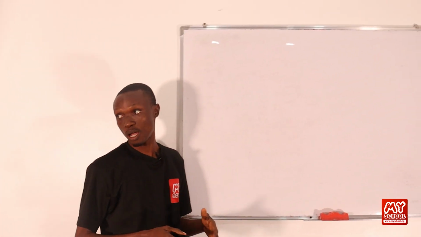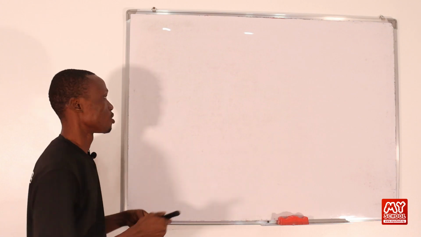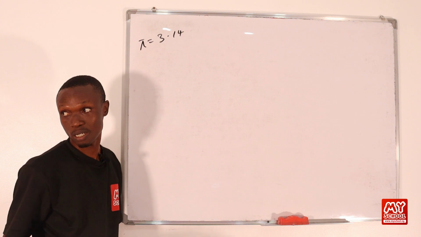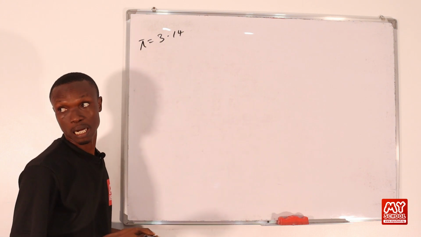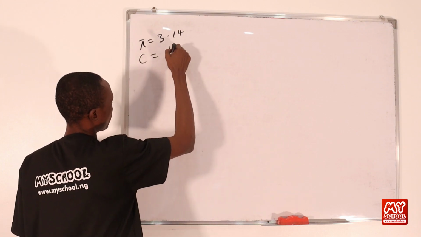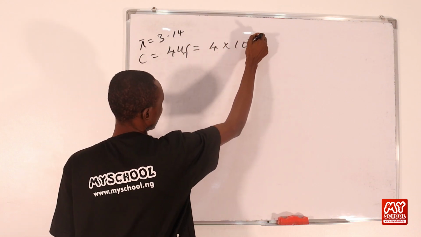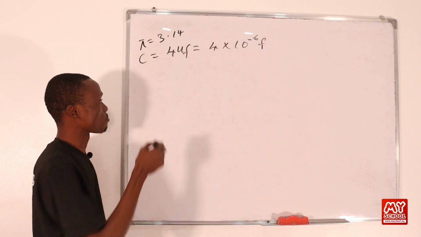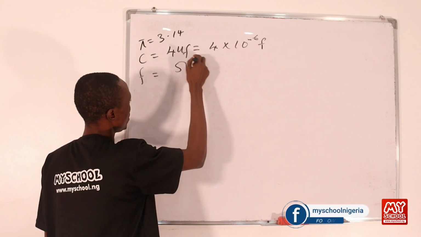So here in this question we are asked to calculate capacitive reactance. So we are given pi to be equals to 3.14. Let's just write out the parameters that are given to us. We are given the capacitance, so let's call it C, to be equals to 4 microfarad, which is equals to 4 times 10 raised to the power minus 6 farad. Okay, take note of that. Then we are also given frequency to be equals to 50 Hz, right?